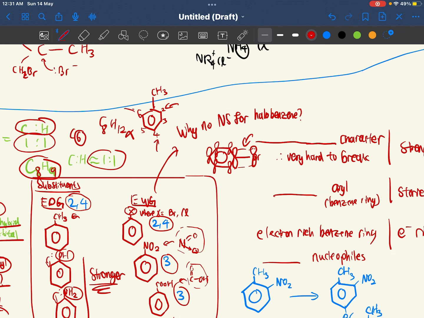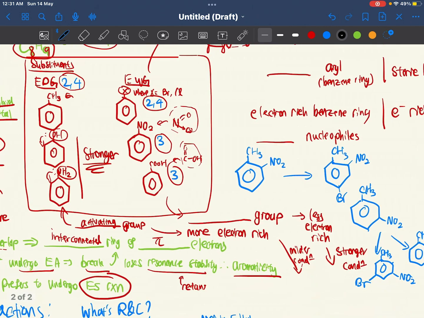But it also has a possibility of attaching here, because if I were to name it from the other way around, I'm going to write in black pen. So 1, 2, 3, 4, 5, 6. Notice how the position 4 stays the same, but my 2 and 6 are interchangeable. So there's a possibility of the substituent occurring there.